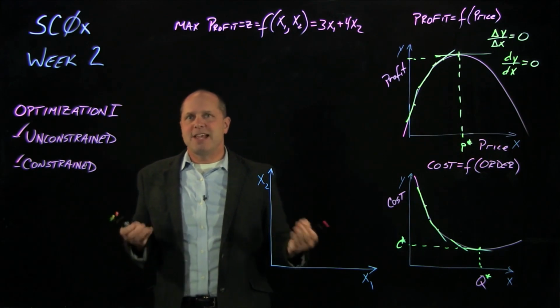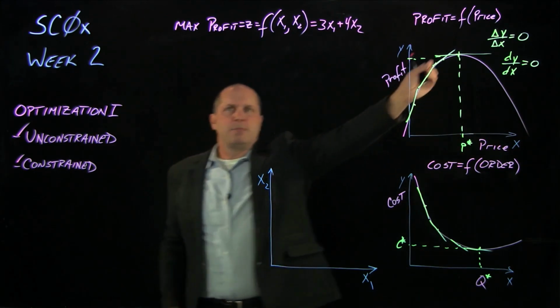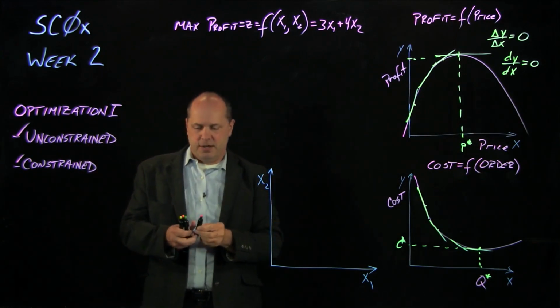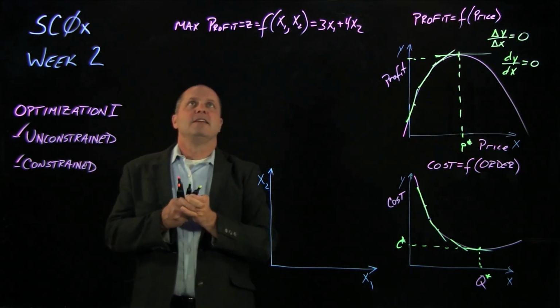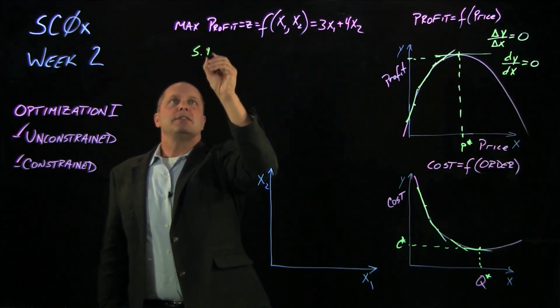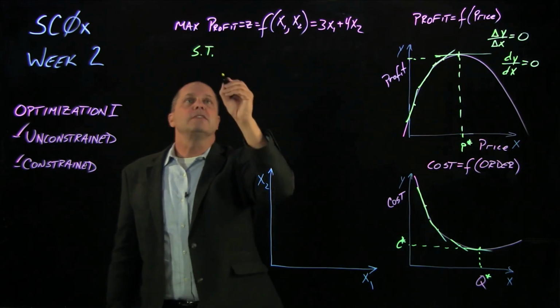And you can kind of see why this has to be constrained, because if not, I'd produce as many as possible. I'd be way out here. So it's going to be constrained. So let's talk about the constraints. So I have an objective function up here, and it's going to be subject to a series of constraints.